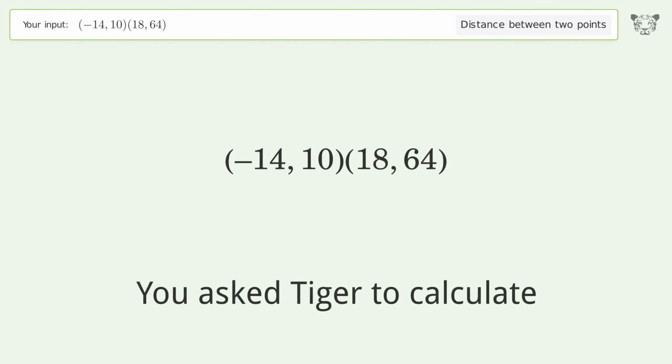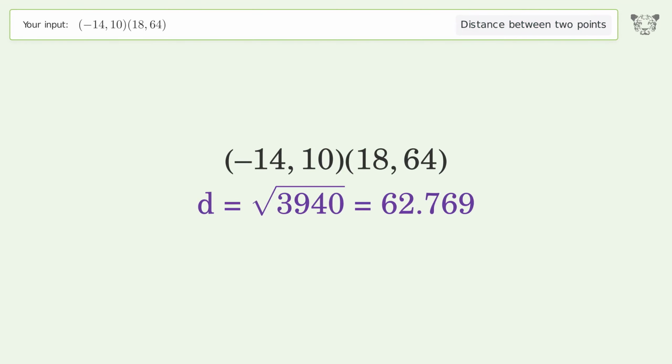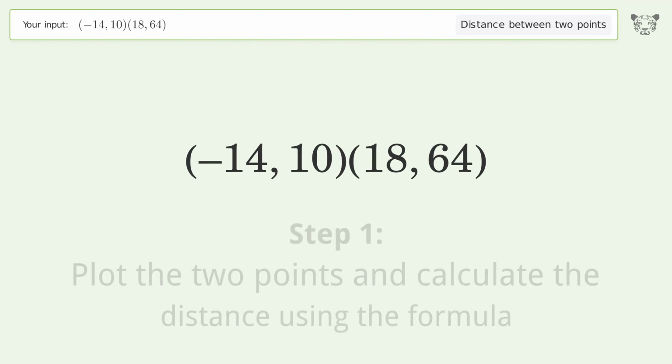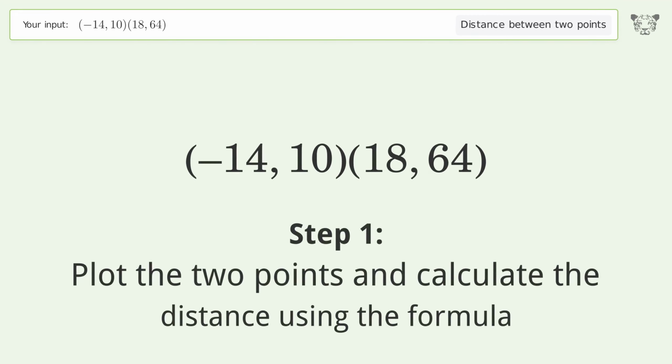You ask Tiger to calculate. This deals with the distance between 2 points. The distance between the 2 points is the square root of 3,940, or 62.769. Let's solve it step by step. Plot the 2 points and calculate the distance using the formula.